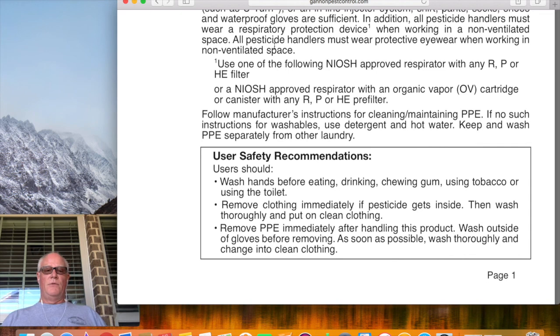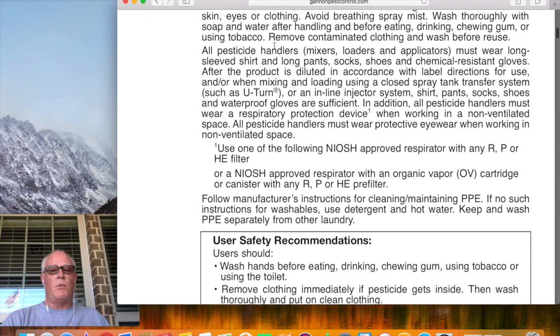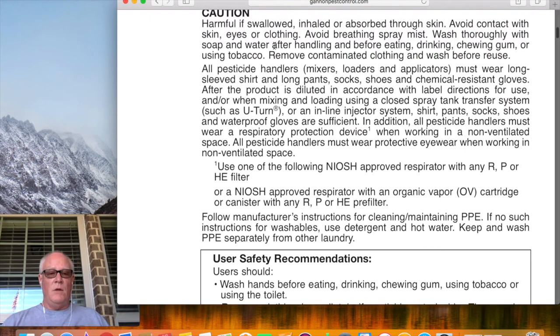Okay? So now it's talking about here that a non-ventilated space, that's not inside of a house. Inside of a house is ventilated. So it's talking about an area like, for instance, if you're doing a termite treatment or whatever you may be treating for, and you're underneath a house. And now some houses are ventilated. They have vents around the side of the house to allow air to blow down through there. But if you're in a crawl space and there's no ventilation and you're applying this product, then you have to wear a respirator. Otherwise, you do not. Okay? So if you're mixing it or you're just spraying it outside or you're spraying it anywhere that's ventilated, you don't have to wear a respirator.